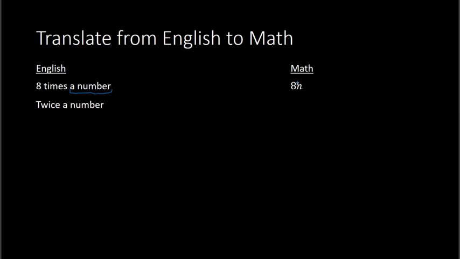So next we have twice a number. Twice means 2 times something. So 2 times a number, so 2 times n, which can be written as 2n.